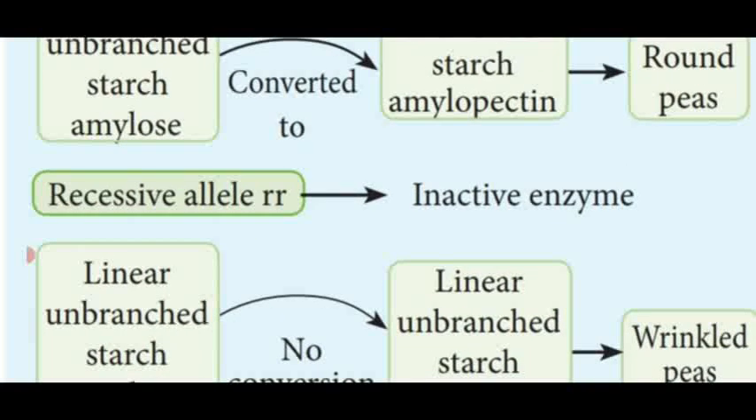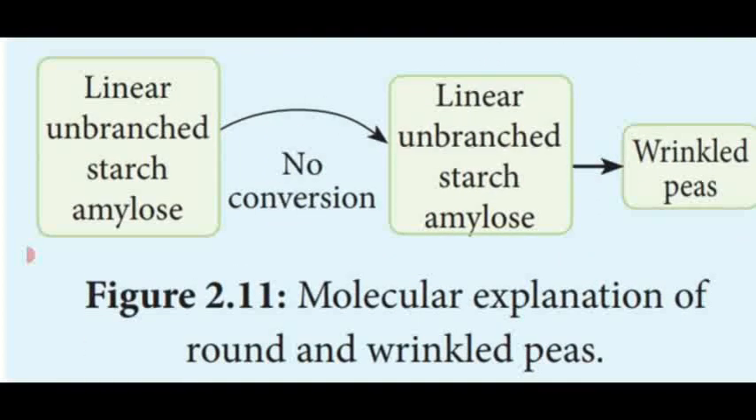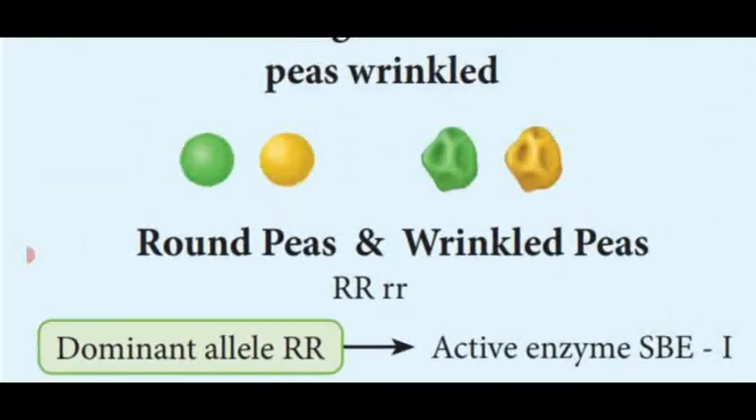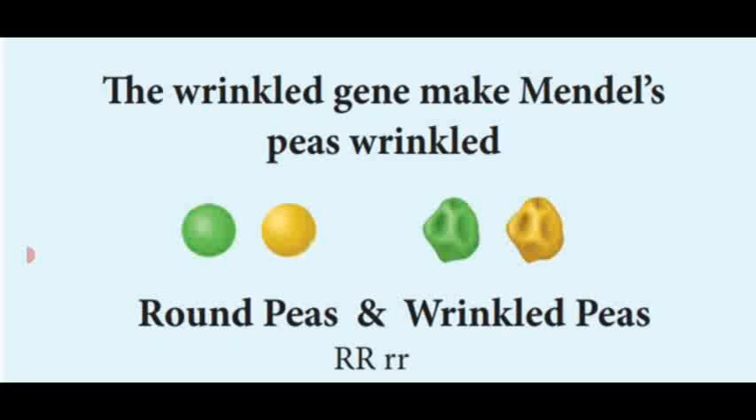Another one, recessive allele, small rr. It also contains the SBE1, but it is inactive. They are unable to produce the starch content and amylopectin. See the explanation. Having linear unbranched starch amylose, but no conversion into branched starch amylopectin. So what will happen? Wrinkled peas. So that is the molecular explanation of wrinkled peas which are produced in the pea plant.